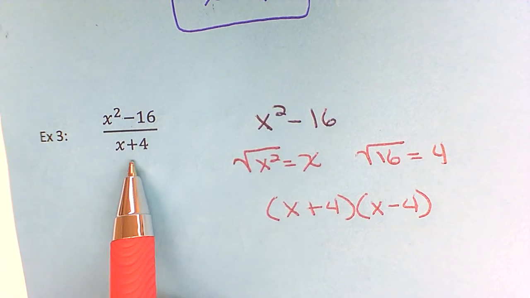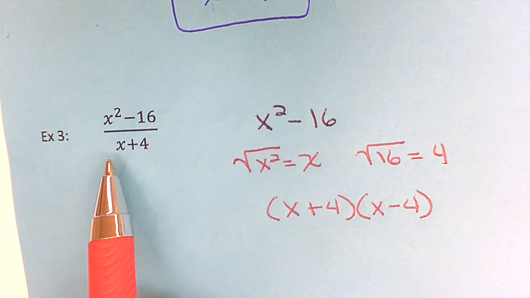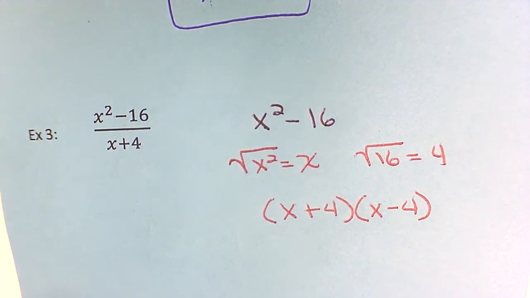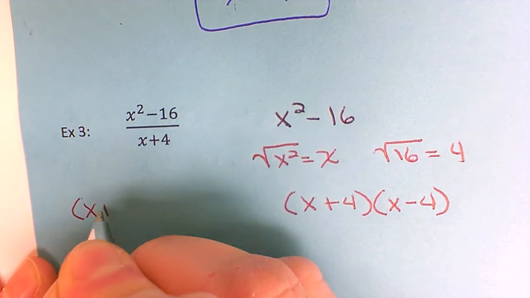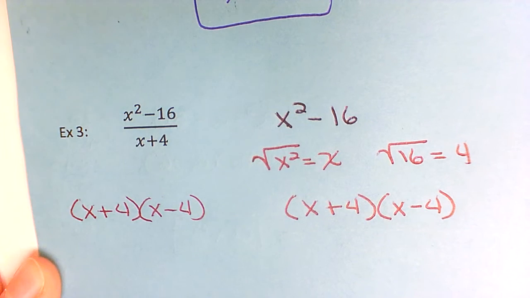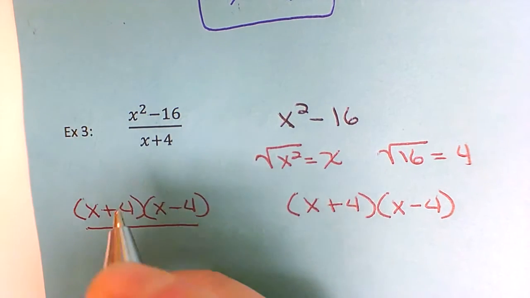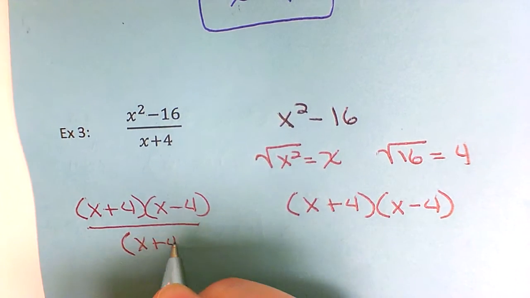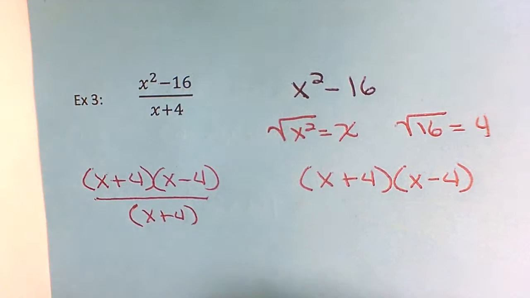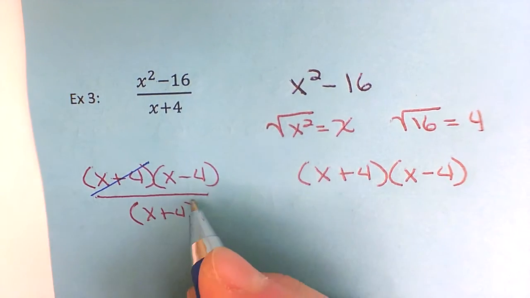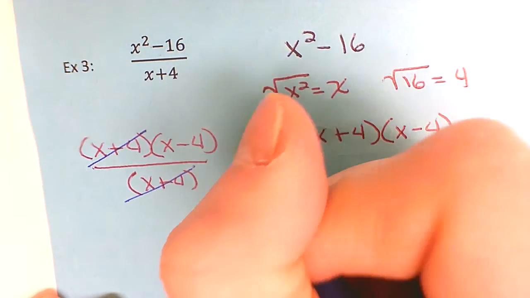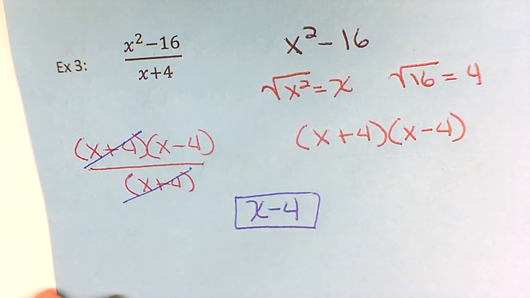Now, when I look at the bottom part of that fraction, I don't have to factor anything because it's only two terms and there's no subtraction sign, so it's definitely not a difference of squares. So let's rewrite this problem. X plus 4 times x minus 4 for the top part, the x squared minus 16, and that whole thing is still being divided by x plus 4. So now what I'm going to do is cancel out what they have in common on top and bottom. X plus 4, those two things are gone. And so now my answer is x minus 4, whatever's remaining.